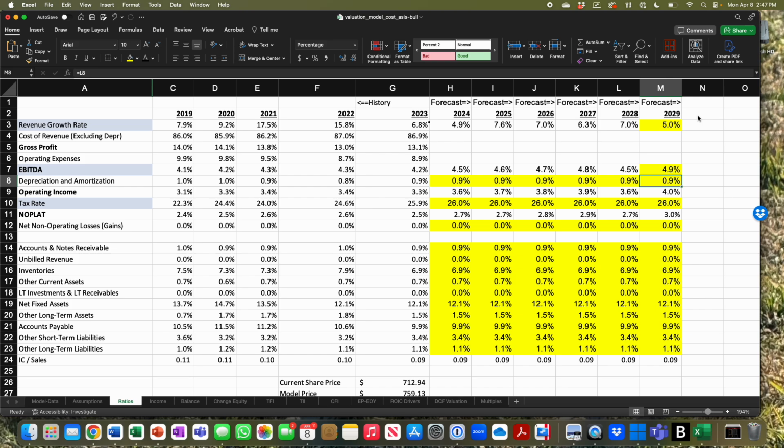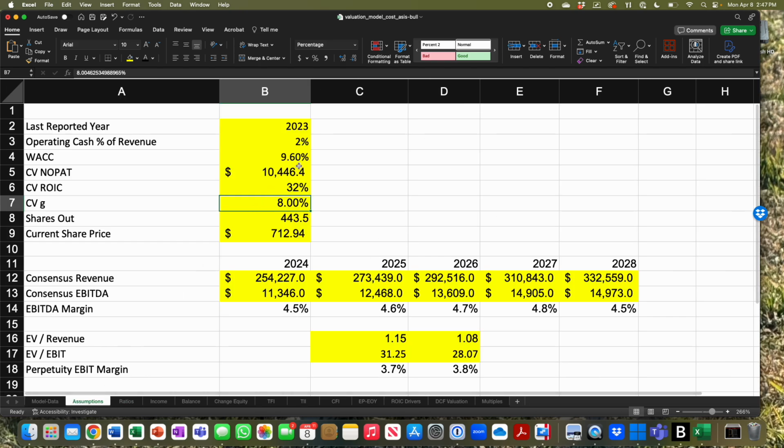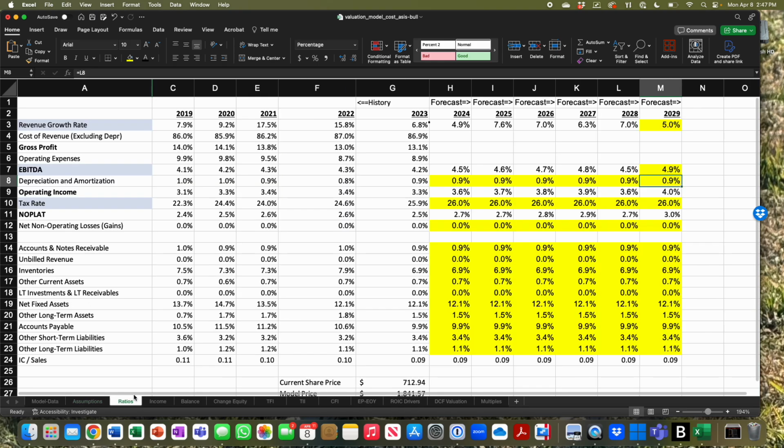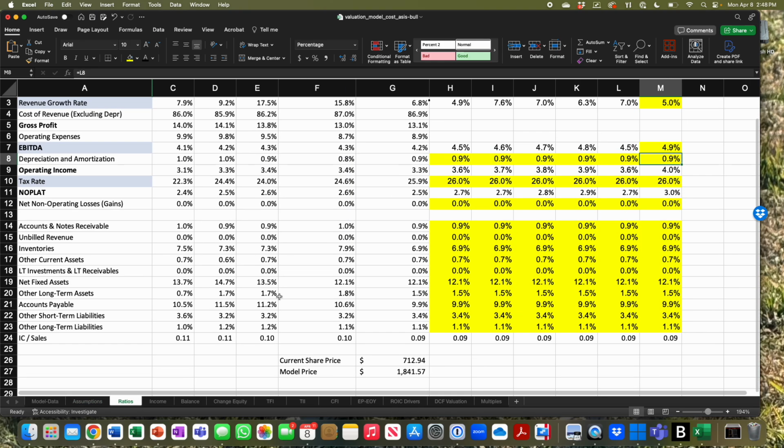Okay? And then the real question is, if they do grow at a faster rate, they're already growing at 8% a year, how much is faster? Like 8.5, 9? Like, what's reasonable? So I'm going to put in 9. Okay. By the way, when I do that, that's a share price of $1,841.57. Today they're at $700. Okay, is that reasonable?